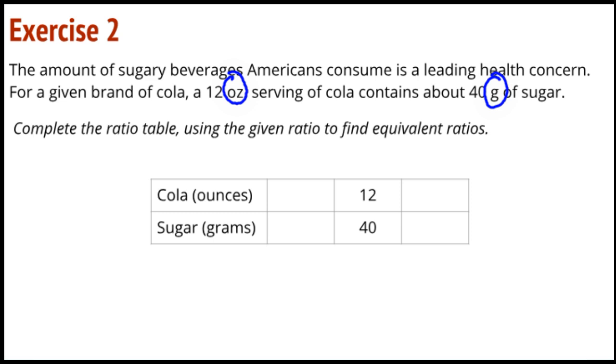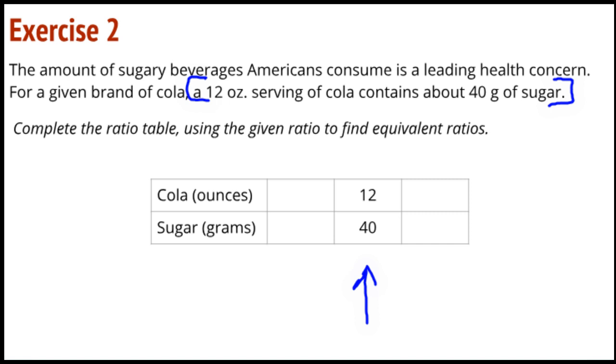So we're not comparing, like yesterday we were looking at the juice concentrate in the water and we were just kind of having parts and parts. Now we have two very distinct different kinds of units that we're comparing with each other. But they're still in a ratio statement. A 12-ounce serving of cola contains about 40 grams of sugar. So we have a ratio going on here, 12 ounces to 40 grams.